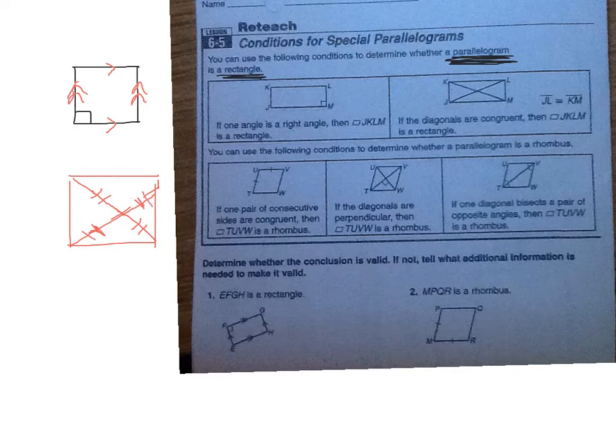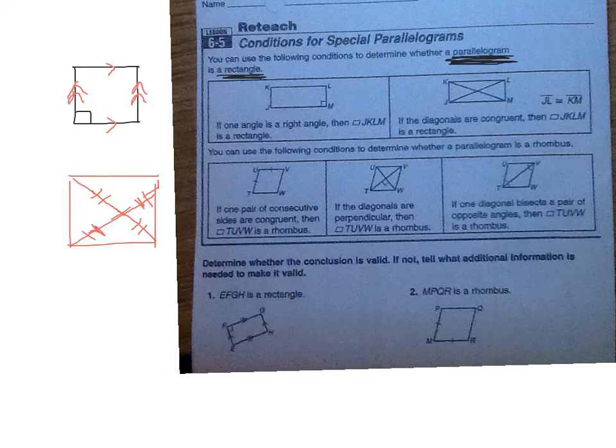Okay? Now, the next item says one pair of consecutive sides are congruent. So if I give you two tick marks just like that, would that make the parallelogram a rhombus? Would that be a rhombus? Yes. Well, if they're stating that this is a parallelogram.